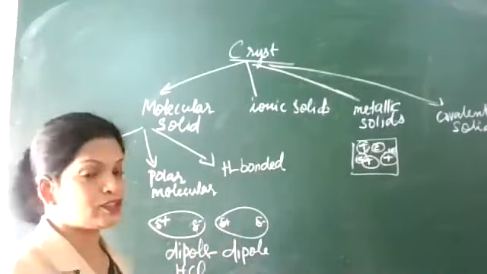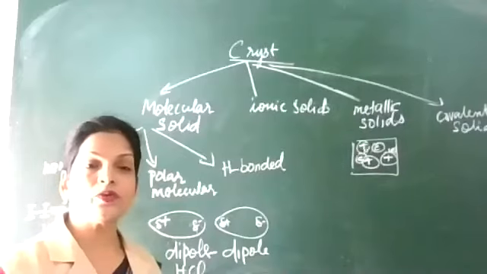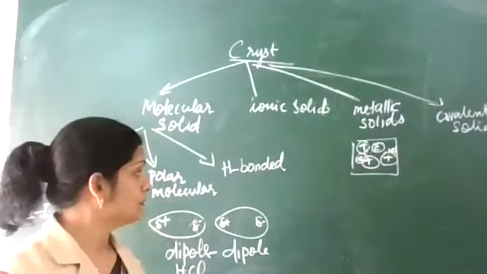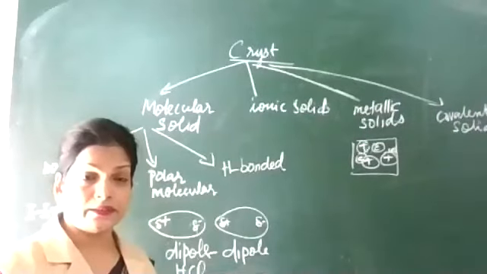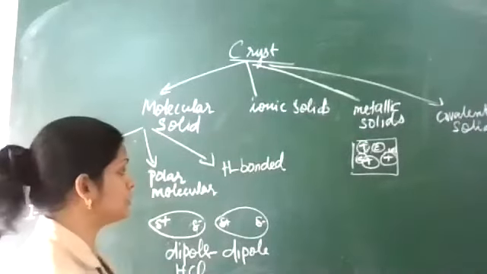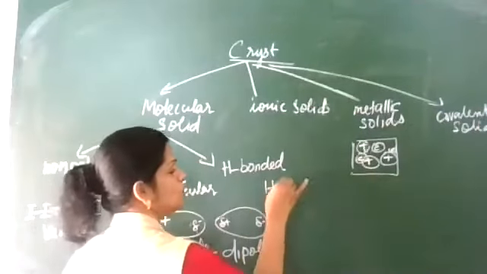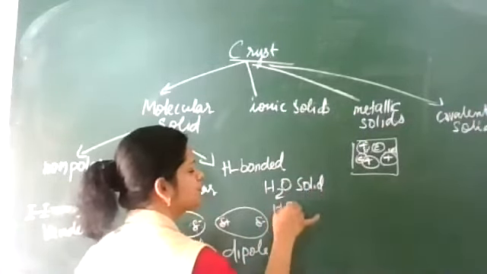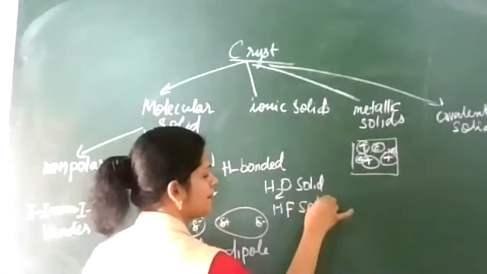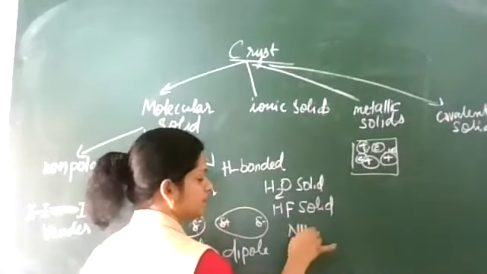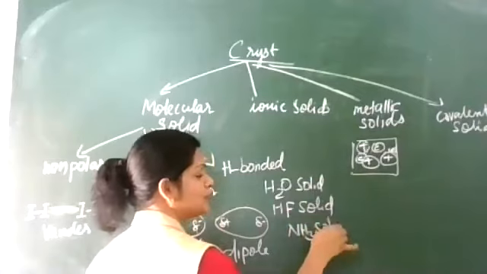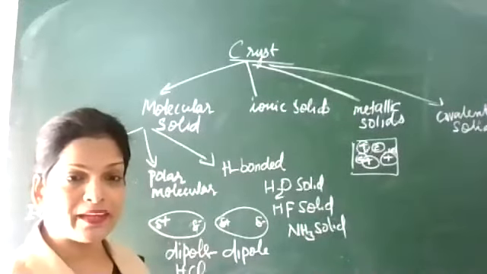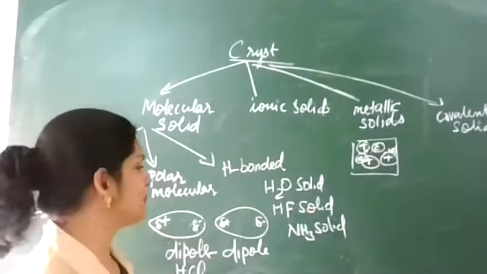What about hydrogen bonded solids? Hydrogen bonded solids, for example, ice or HF solid. These are hydrogen bonded solids. Ice, H2O solid, that is ice. H2O solid or HF solid or NH3 solid. All are in the solid form only, you have to consider, because the chapter deals with the solid state. Whatever I am telling is in the solid form.